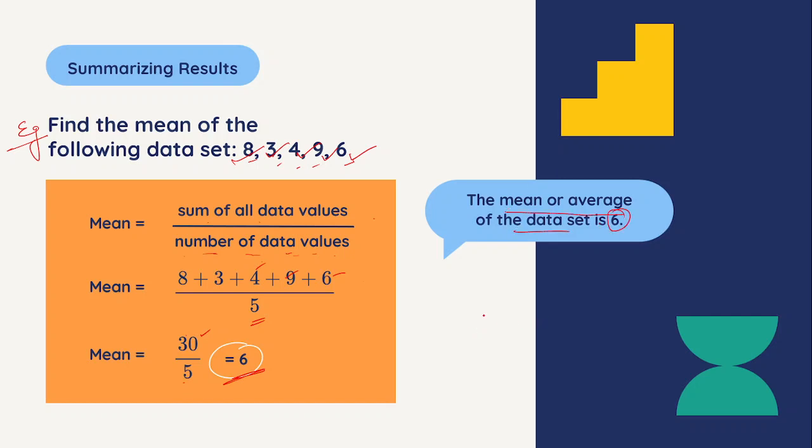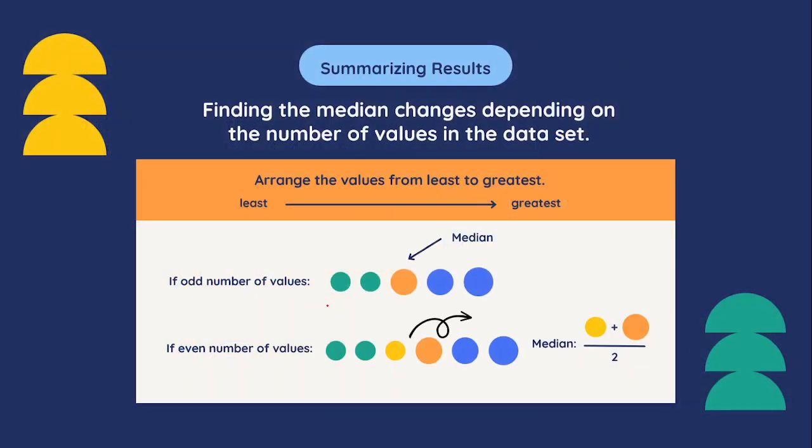So the mean or average of the data set is 6. So how do we find mean? Mean means you need to find the arithmetic average. It means you need to add all the values and divide by the total number of data values. Now, median.